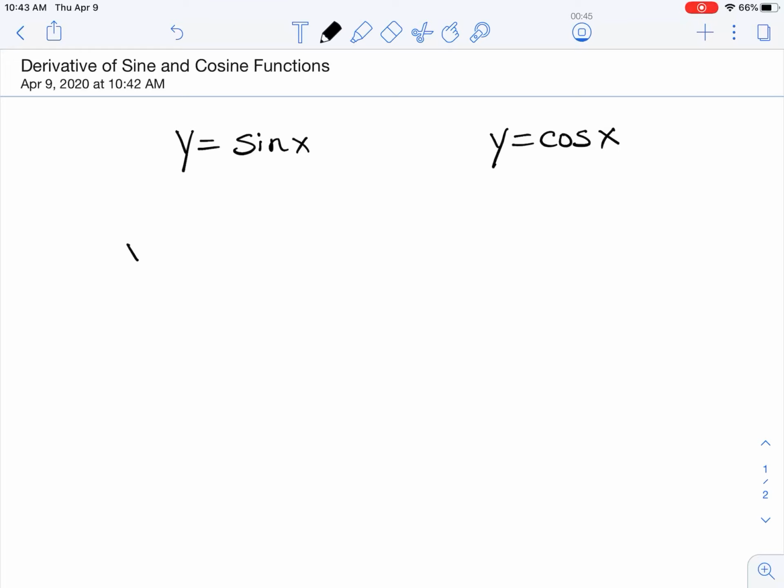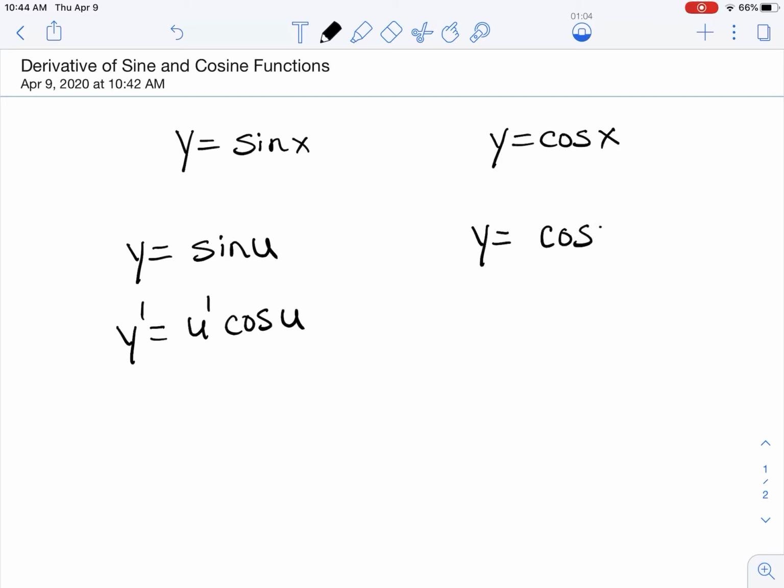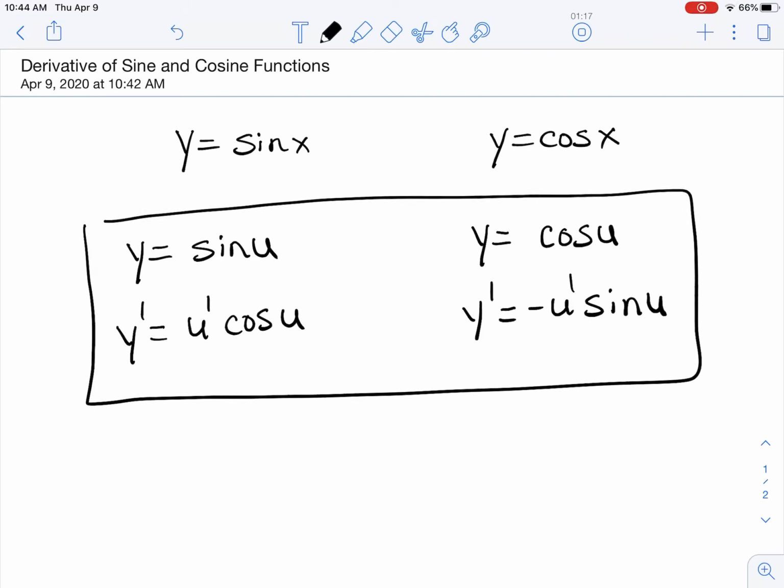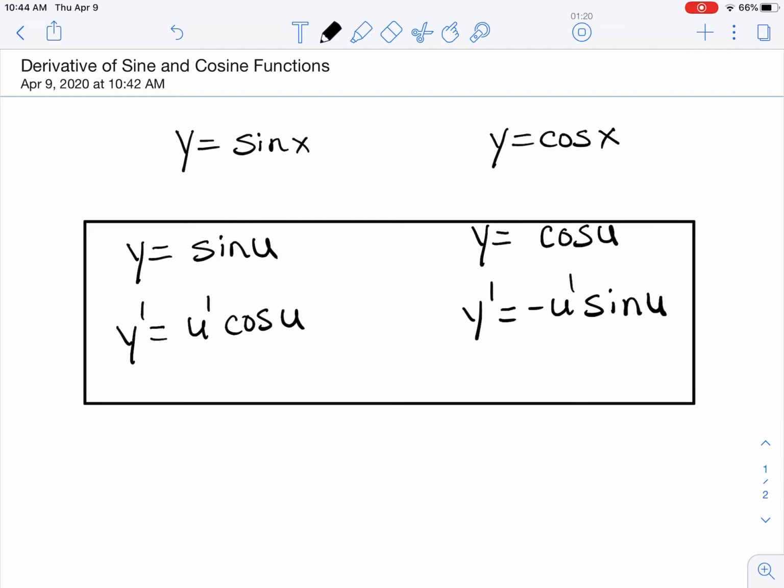So what we want to do, we're going to look here. This is how I like to look at it. When I have a function y equals sine of u, and I'm going to explain what that u is in a minute, the derivative is going to be u prime cosine of that u. When I have a function that's presented as y equals cosine of u, the derivative is going to be minus u prime sine u. So I'm going to show you how that works, but this right here, this is what we're going to use to help us with these derivatives.